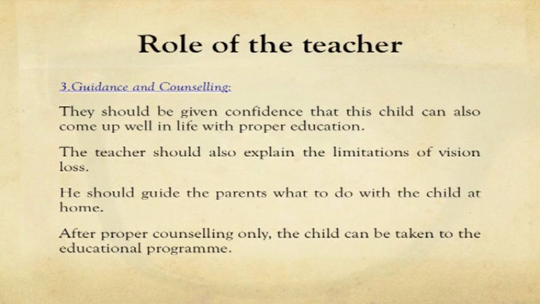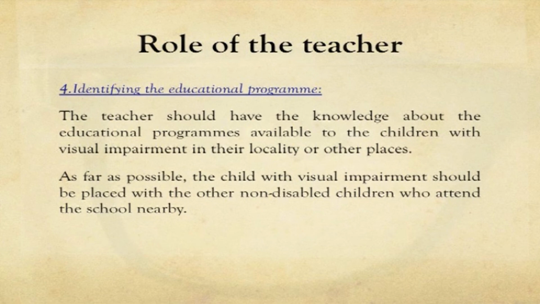The teacher should also explain the limitations of vision loss. He should guide the parents on what to do with the child at home. After proper counseling only, the child can be taken to the educational program. Number 4, identifying the educational program. The teacher should have the knowledge about the educational programs available to the children with visual impairment in their locality or other places.